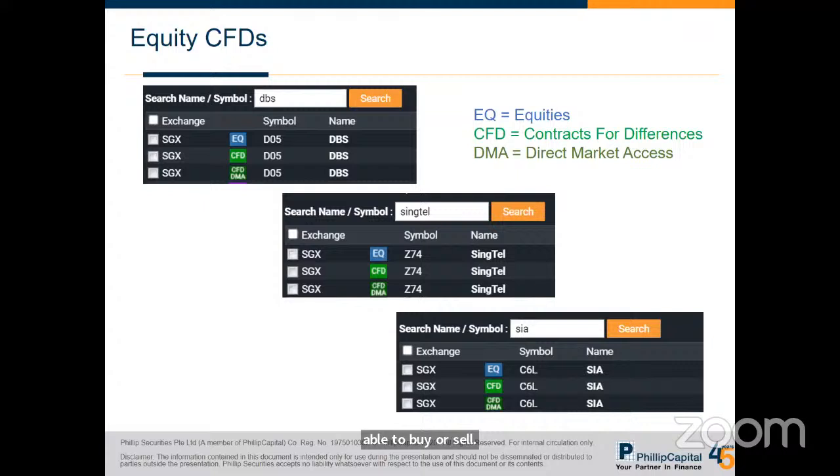So if you have used our platform before, when you search on a counter like, for example, DBS, Singtel, SIA, you've probably seen this. The blue one is the EQ, which is equities, which is your stocks. And the green one, named CFD, is the derivative of the stock. The darker green logo, named CFD DMA, these are the DMA. Do note that DMA is only for Singapore counters.